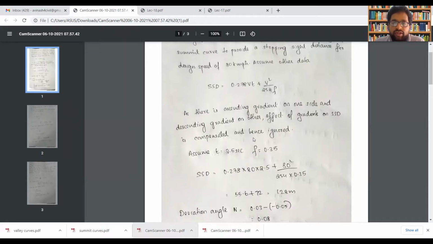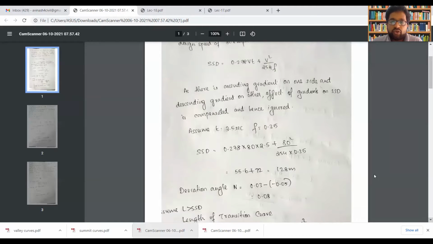So stopping sight distance is equal to 0.278 into 80 into 2.5 plus 80 square divided by 254 into 0.35. That is the stopping sight distance. You will get the value of stopping sight distance as 128 meter.